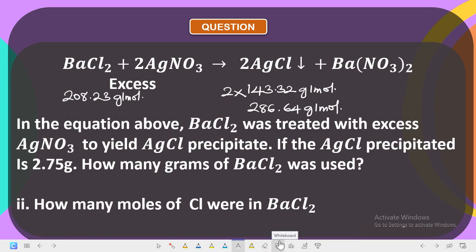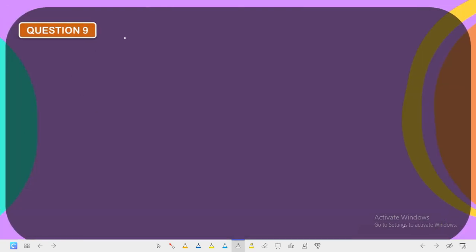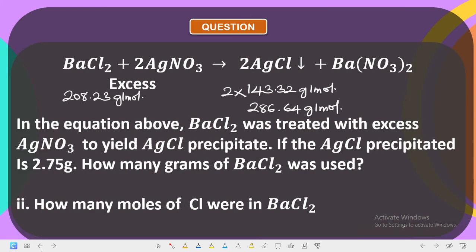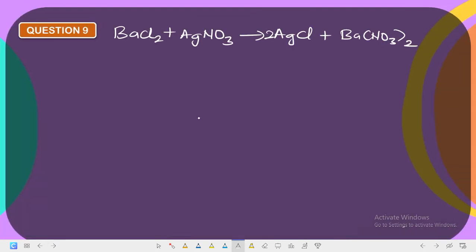Now let's go to a new slide and see how we can solve this question. You have barium chloride plus silver nitrate to give us 2 molecules of silver chloride plus barium nitrate. I believe this is the equation of reaction. Yeah. Now, silver chloride is 2. Barium chloride, this silver nitrate is in excess. It was stated there. Now, this silver chloride is the precipitate.